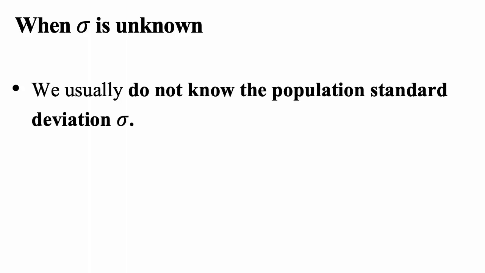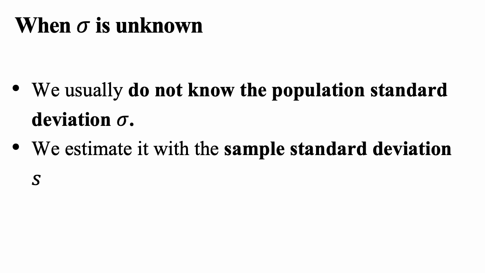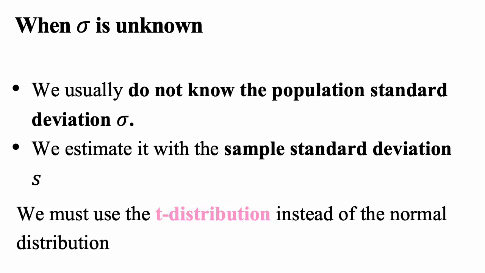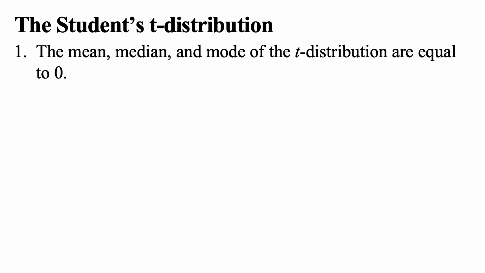When we don't know the population standard deviation, we will estimate it with the sample standard deviation S. So now that we don't know the population standard deviation, we must use the t-distribution instead of the normal distribution. So let's introduce the Student t-distribution.